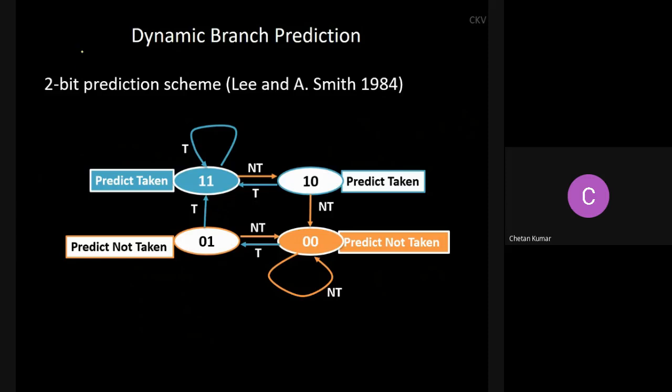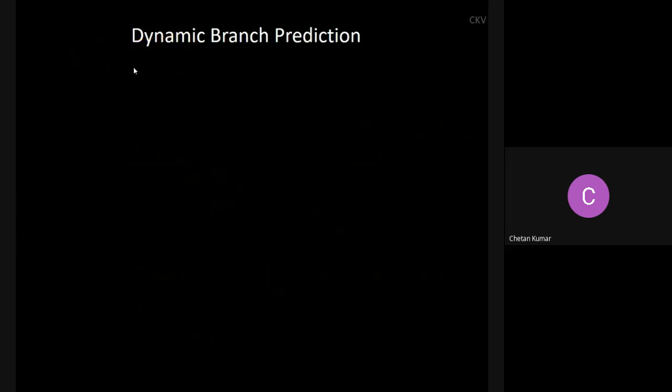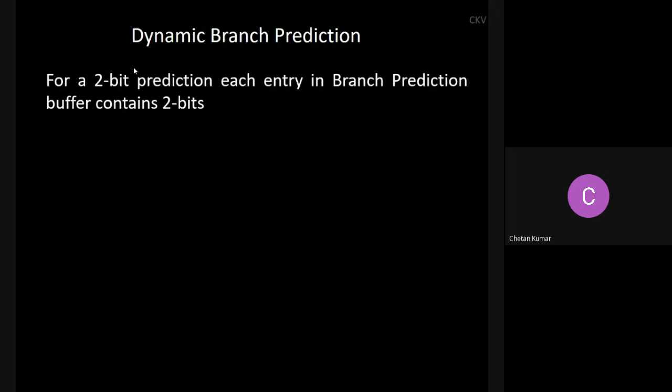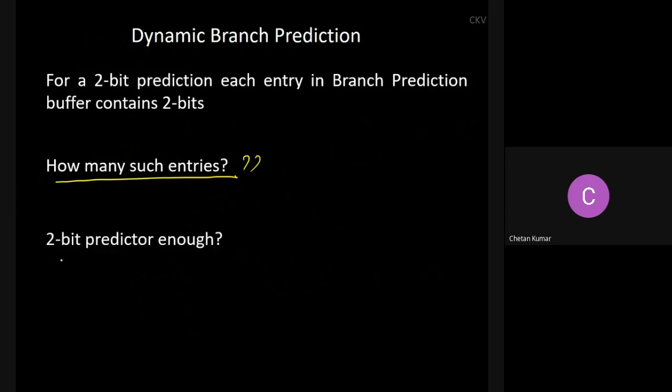But in most textbooks, whenever they talk about advanced branch prediction schemes and say they use a 2-bit prediction scheme, they will usually be talking about saturation counter based designs. For a 2-bit prediction scheme, each entry in the branch prediction buffer, meaning the branch history table, will contain 2 bits. The first question is how many such entries there should be, and whether a 2-bit predictor is enough.